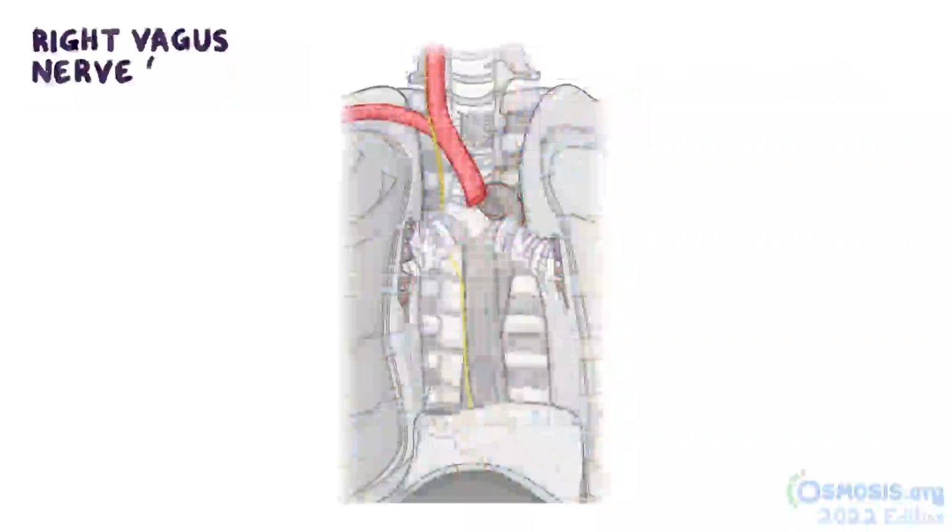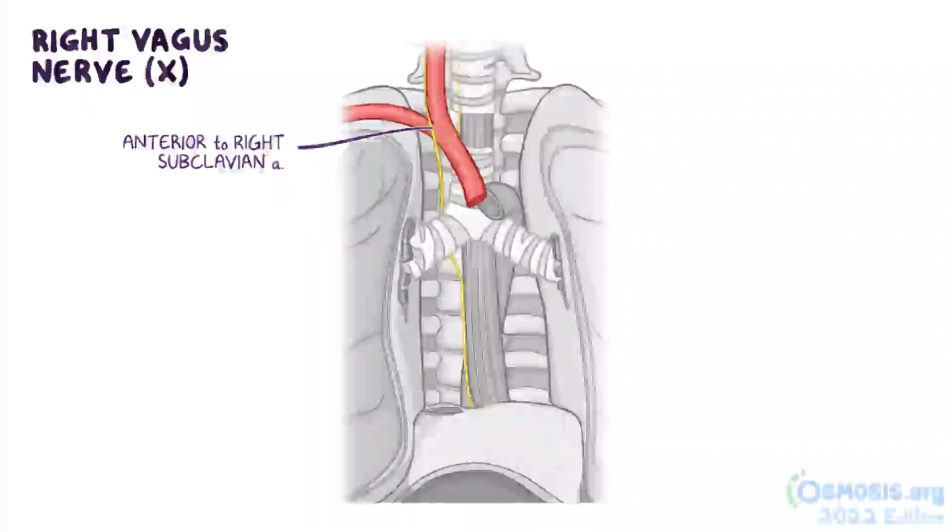The right vagus nerve enters the thorax anterior to the right subclavian artery, at which point it gives rise to the right recurrent laryngeal nerve. This nerve goes around the right subclavian artery and ascends between the trachea and esophagus to supply the larynx.